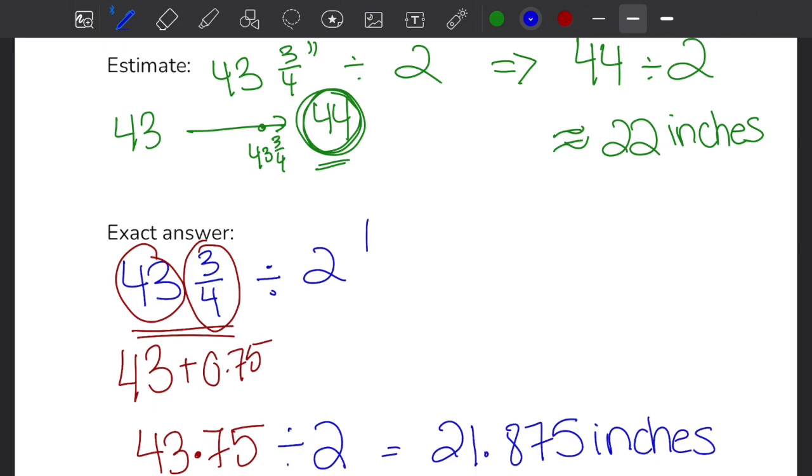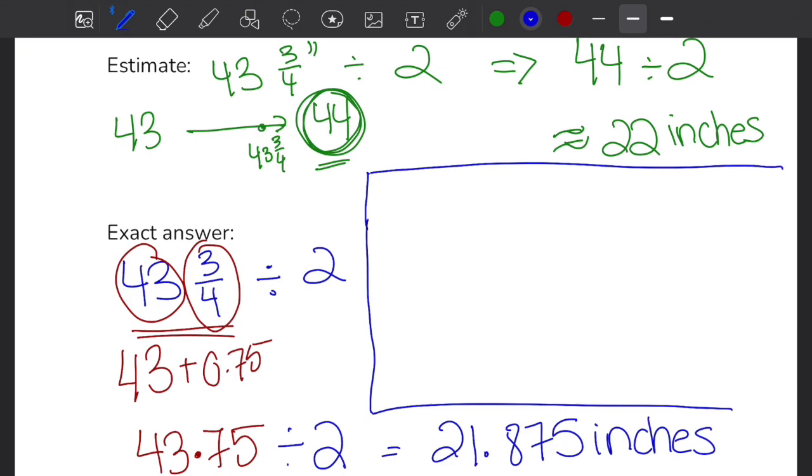Now I will show you how to solve this using fractions as well, because I'd like you to know as many methods as possible. Also, sometimes if you're using an inch ruler, you want to keep your answer in fraction form, not in decimal form. So let me show you how to do this. If you have 43 and 3/4 divided by 2, you're going to want to convert this into an improper fraction. I have a video on how to do that.